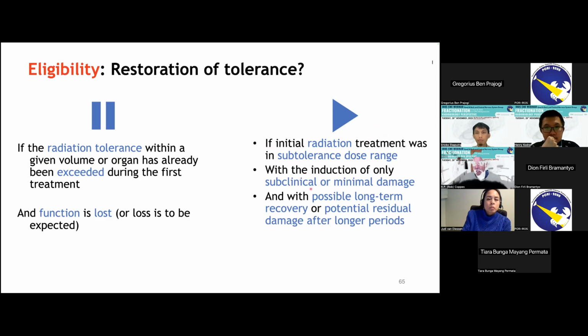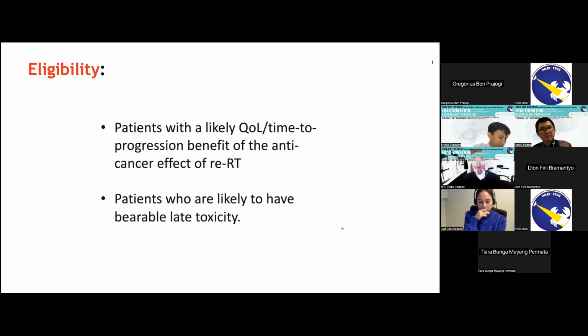When the damage is only subclinical, or you see minimal damage, but also after possibly a long-term recovery and potential residual damage at longer periods, you have to consider this, right? So in principle, if you're below subtolerance, you can expect that there's some regeneration of the tissue, and that you can treat the patients.